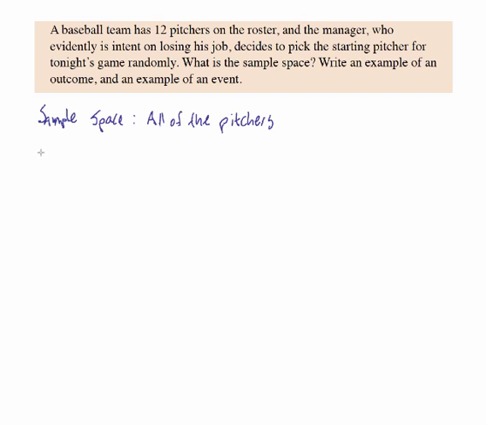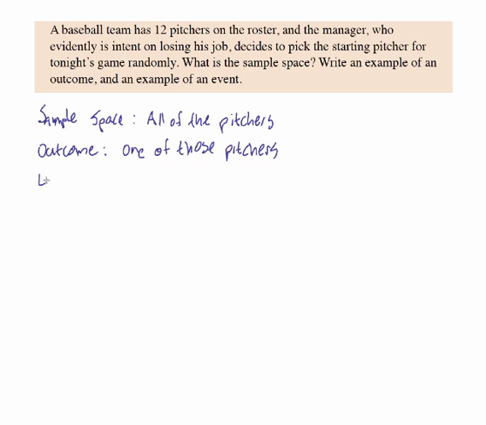Now we're asked for examples, so there's not one single answer, but first we're asked for an example of an outcome. Well, an outcome is a single result in a probability experiment. What that means is any outcome is going to be one of those pitchers. Because, as we know, he has to choose one pitcher out of 12, and there's 12 possible outcomes. Any individual outcome is just one of the pitchers he can choose.